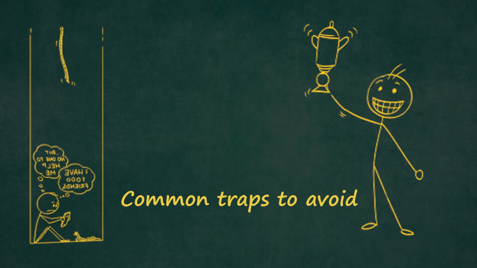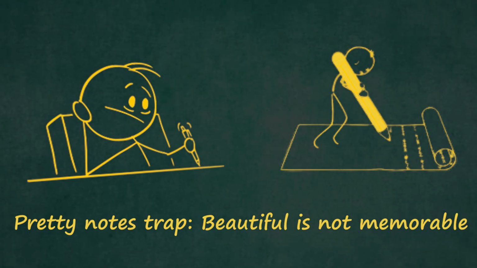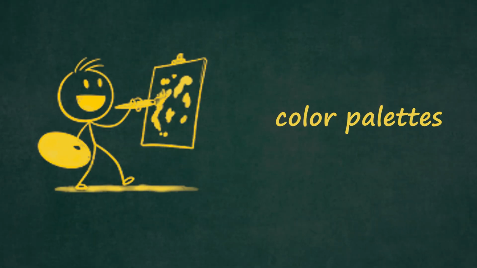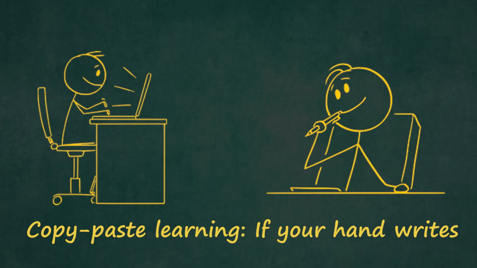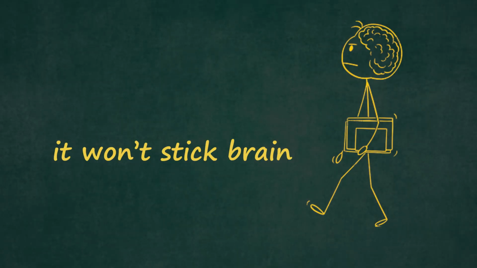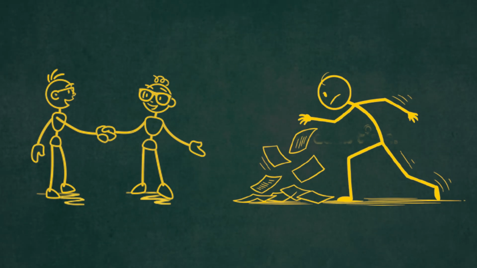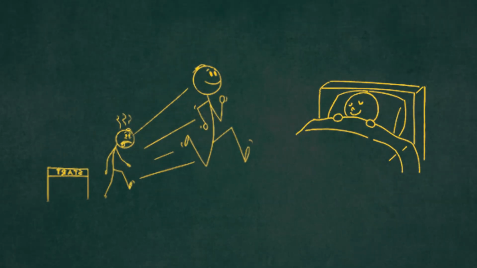Common traps to avoid. Pretty notes trap. Beautiful is not memorable. Understanding plus recall beats color palettes. Copy-paste learning. If your hand writes but your brain doesn't think, it won't stick. Endless cards: collect fewer, clearer cards. Huge, messy decks. Marathon sessions. Short, focused sprints with sleep win every time.